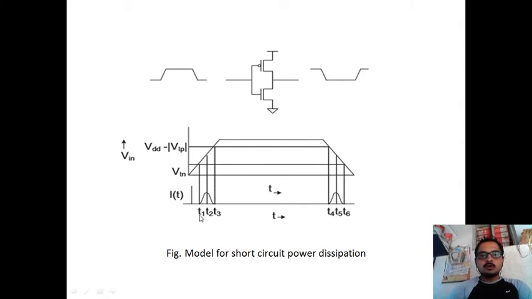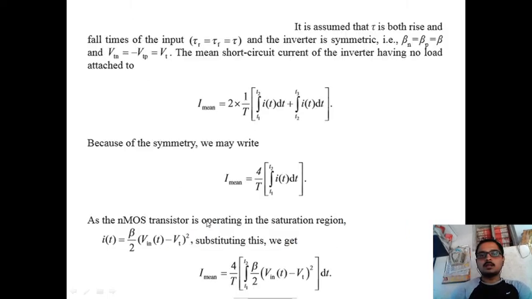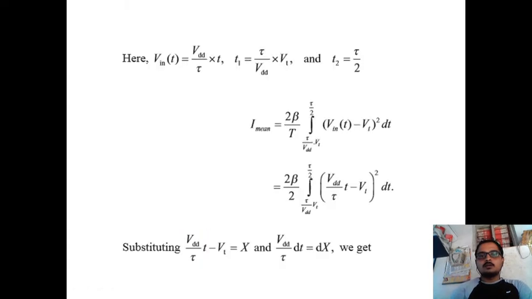Consider T1 to T3, that is tau. This is the rise time, that is tau, T1 to T3. In between T1 and T2, that is tau by 2. In between T2 and T3, that is tau by 2. So T2 is equal to tau by 2.